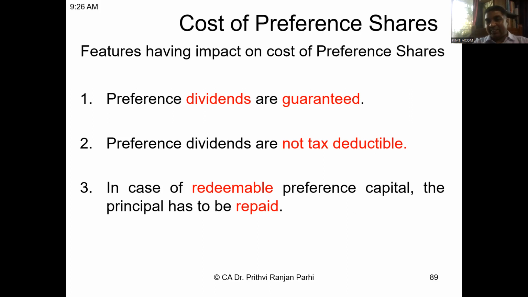At this stage, let us take a break. And after 5 minutes, we'll catch up with this concept, the computation of cost of preference share. You might be having some basic idea of preference shares. They have a preferential right over equity shareholders. They get priority over dividend payment. At the time of liquidation also, they are given priority. So let us learn about that. But right now, let us take a break for 5 minutes. Thank you.